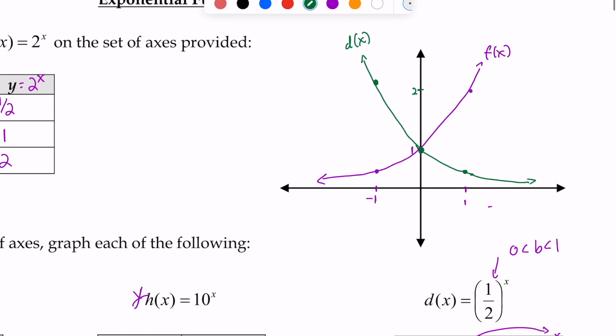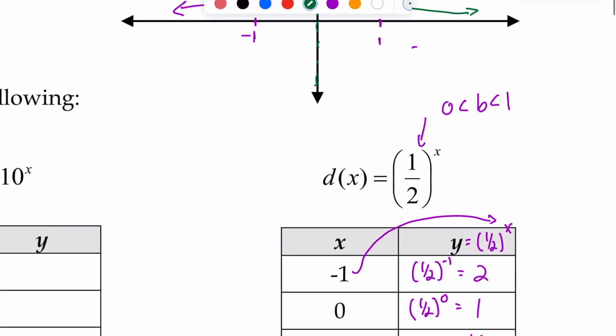Or another way to think about it is these are reflected. Look how d of x is a reflection. If you were to hold a mirror right up to this y-axis here, you can see that d of x is a reflection of f. Well, if we use our exponent laws, look, I can rewrite 1/2 as 2 to the power of -1. And then if we use this multiplication here, of exponent laws, that's 2 to the -x. That is a transformation, that is a reflection over the y-axis.